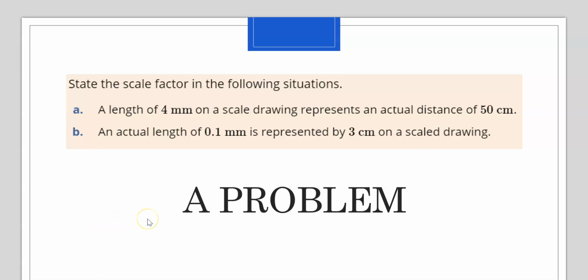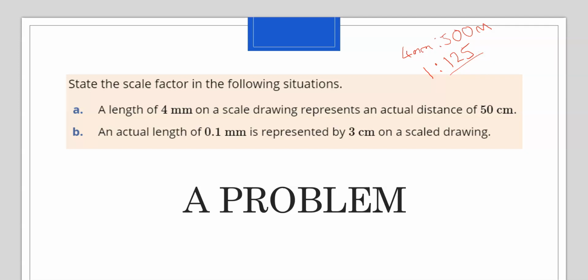So state the scale factor in the following situations. A length of 4 millimetres on a scaled drawing represents a distance of 50 centimetres in real life. So the first thing we need to do is get these two on the same scale. It's easier to turn the centimetres into millimetres. So we've got 4 millimetres is equal to 500 millimetres, and we can divide 500 by 4, so that we go 1 to 125. So our scale factor is 125 on that one.